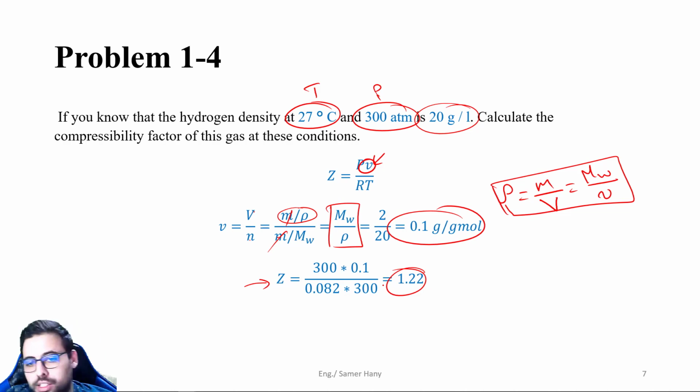And just as a sanity check, this is very high pressure, 300 atmospheres, so we expect that the compressibility factor will be higher than 1, and this checks out.